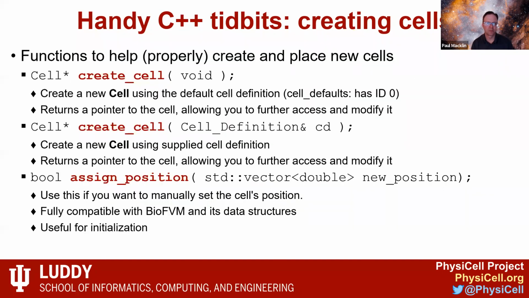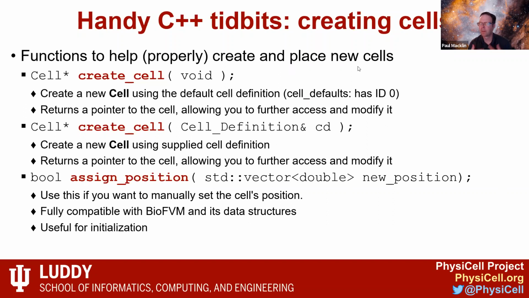Okay, so more tidbits, right? If you want to really control the initialization of your cells beyond just placing them with a CSV file, you can write your own function to place those cells. The core methods you want to know about is the function called create cell, with either no arguments, which says create the cell default type, or pass a cell definition.